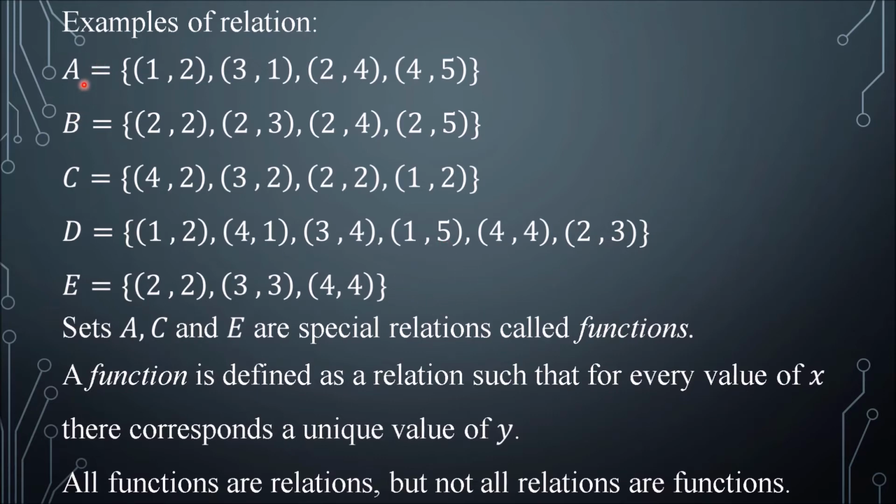Now let's take a look at A. So this is 1, 2. If x is 1, y is 2. If x is 3, y is 1. If x is 2, y is 4. And if x is 4, y is 5. And then for C, same thing. And then for E, same thing. Therefore, sets A, C, and E are considered as functions. Because again, for every value of x, there corresponds one value of y only.